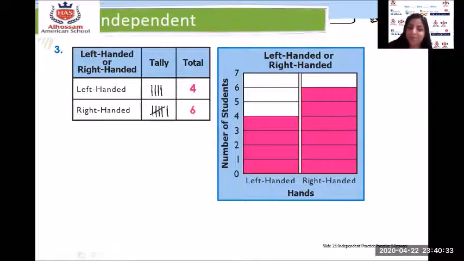Yep, like that. 4 votes for left-handed and 6 for right-handed. I know that you adore coloring, so it's going to be very nice to do your homework today.